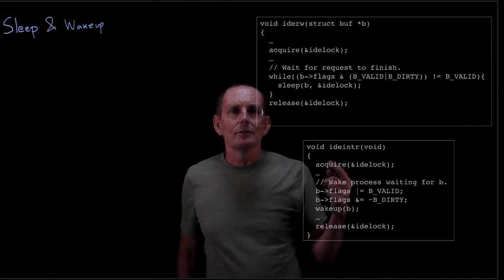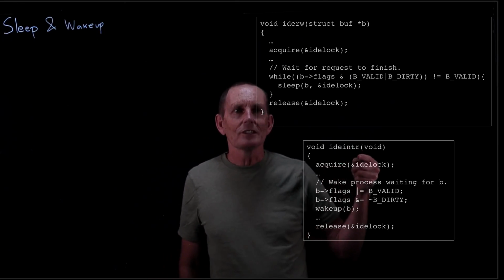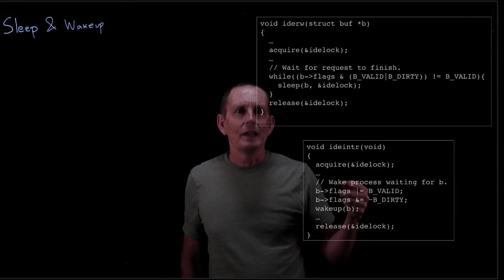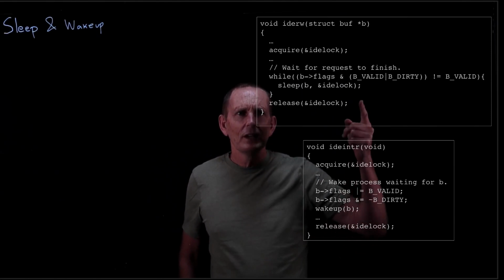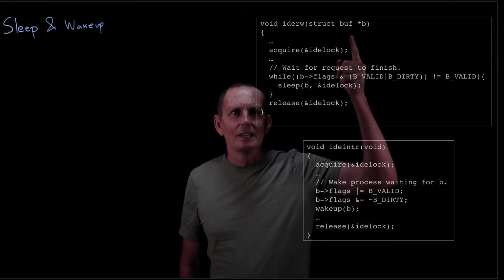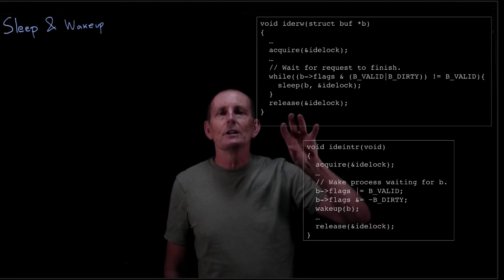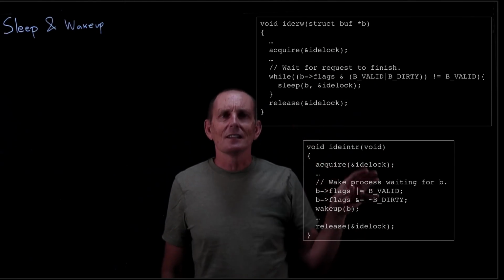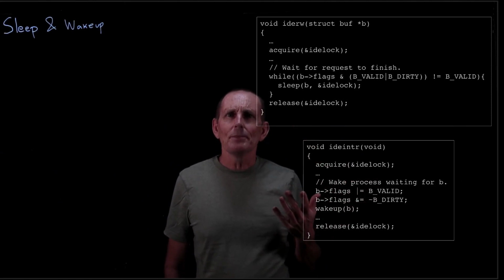The interrupt routine, right? This is basically being called because we had an IDE interrupt. So it's going to go ahead and acquire the lock and then set the flags to be valid and to not be dirty. And then go ahead and wake up whoever's waiting. So what channel are we using here? Well, the channel we're using is the pointer, which is the actual buffer that's of interest. So whatever buffer we are reading or writing, the interrupt routine is going to tell us about that buffer.